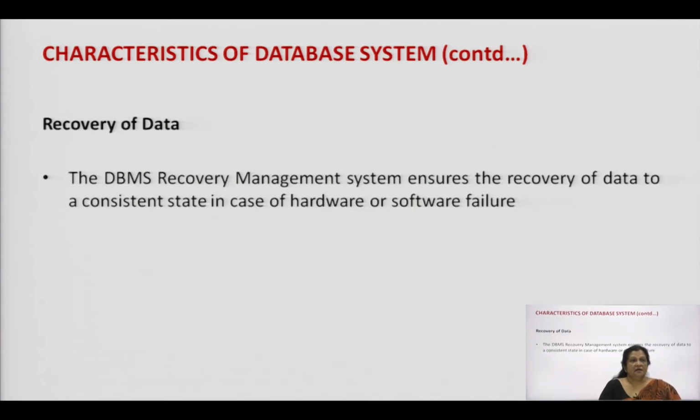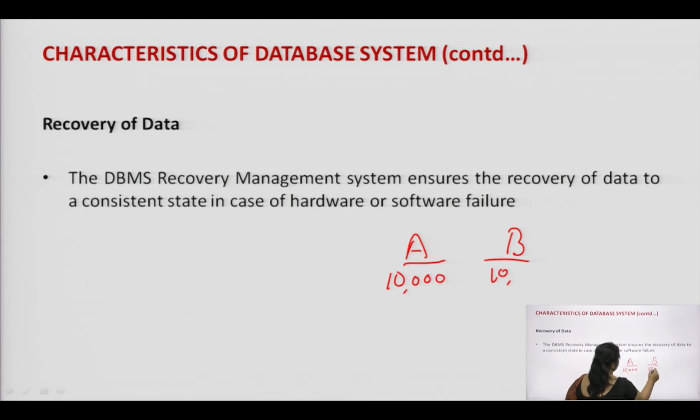Recovery of data means that the system must return back to a consistent state in the case of a hardware or a software failure. What do we understand by a consistent state? A consistent state means a state which is a correct state. Let us take an example of a banking system where we talk of two accounts A and B. Account A has 10,000 rupees and account B also has 10,000 rupees. Now, we want to make a transaction such that we transfer 1,000 rupees from account A to account B. So, that means minus 1,000 here.